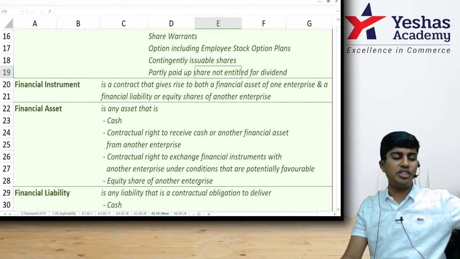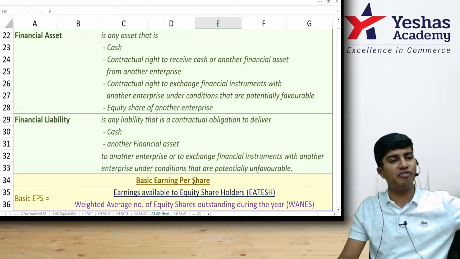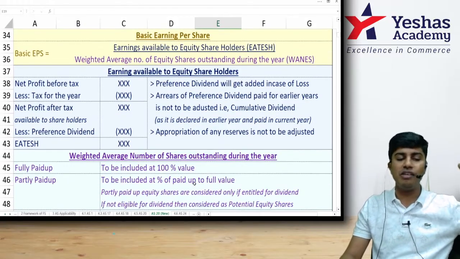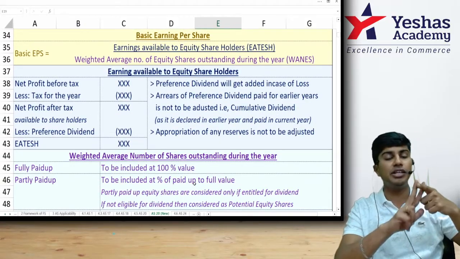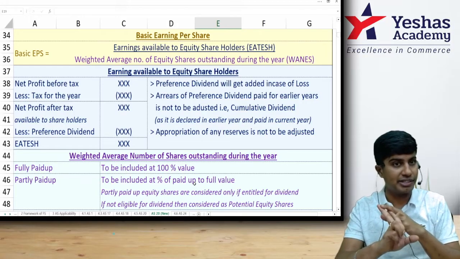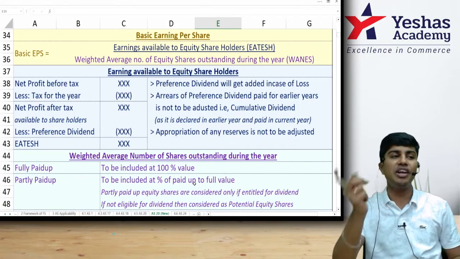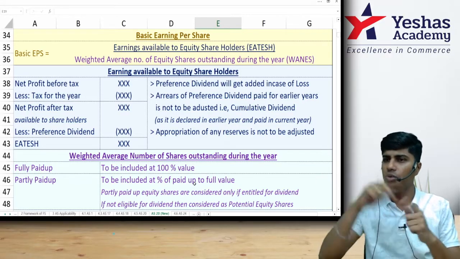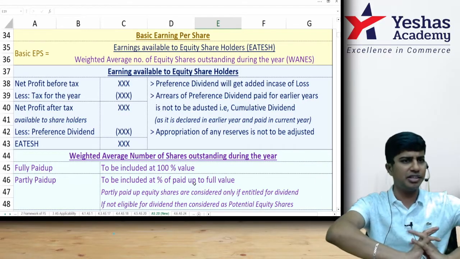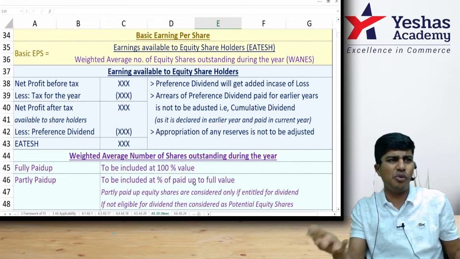Next, there is the definition of financial instrument, financial asset and financial liability. We don't have to deal with that, because AS 30, 31, 32 dealing with financial instruments are removed from the syllabus. You will read financial instruments only in CA Final, but the definition is still there in the chart, so if you want to read, you can.